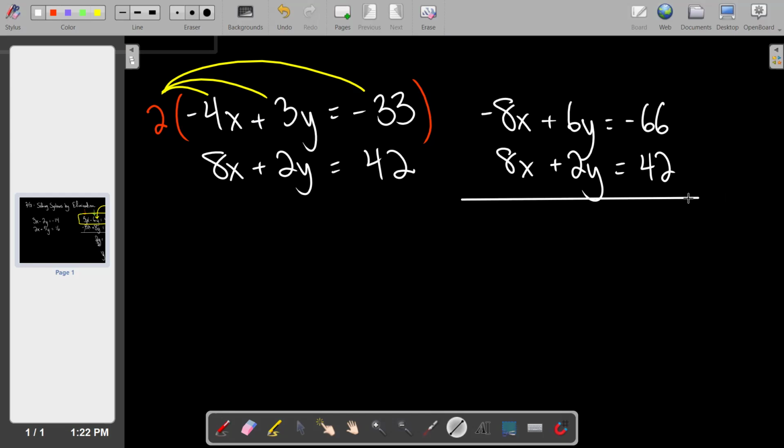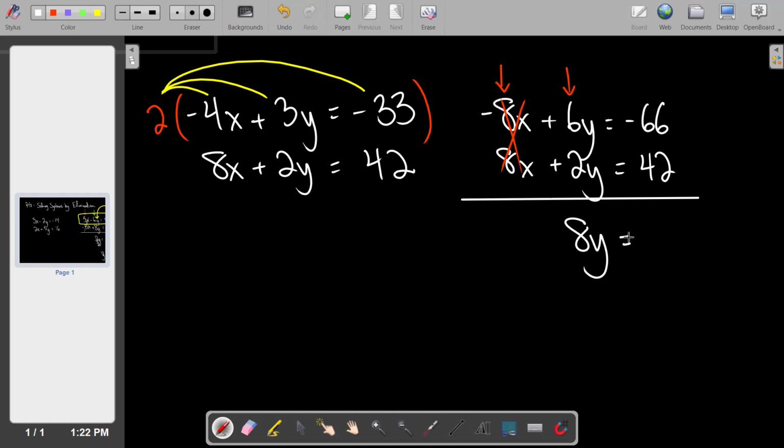Now, when I add straight down the line, how many X's do I get? They eliminate each other. Perfect. And that's what we want. How many Y's do we get right here? We get 8 of them. 6 Y's plus 2 Y's makes 8 Y's.